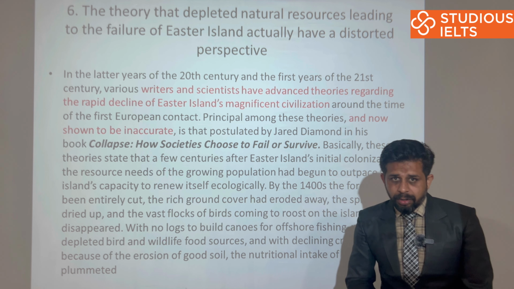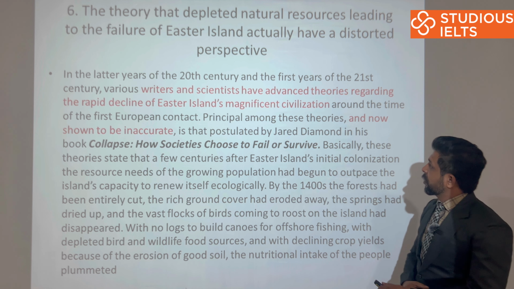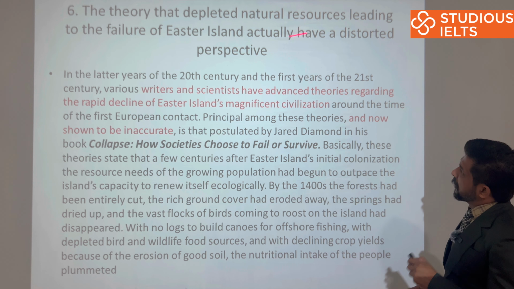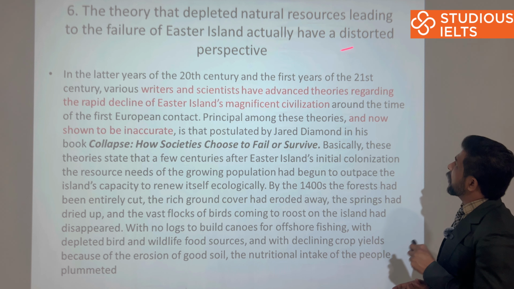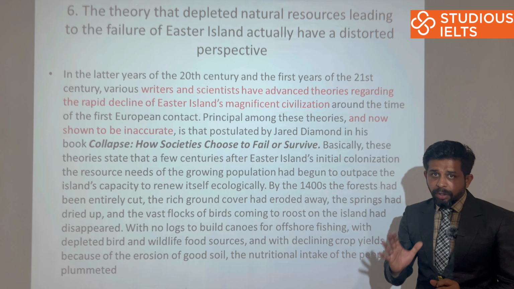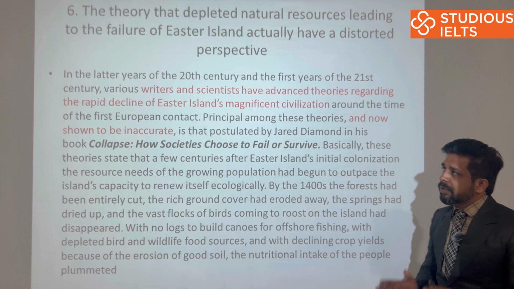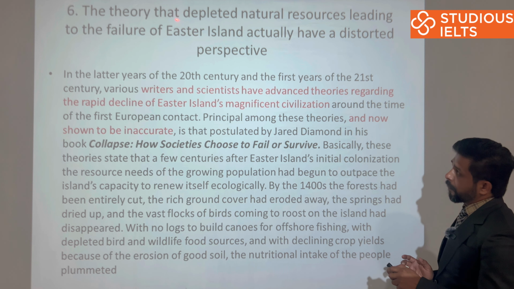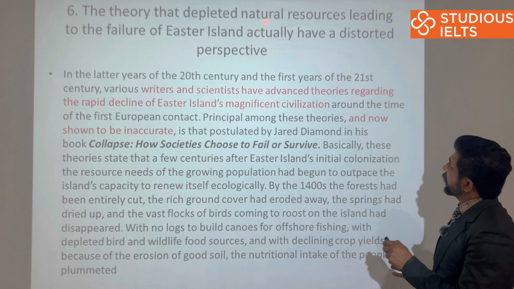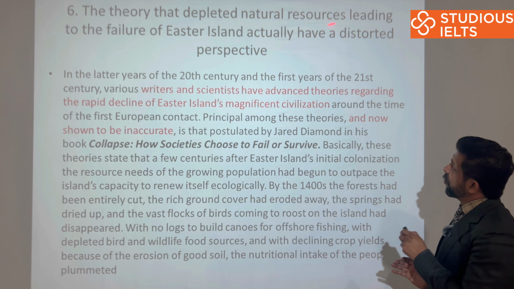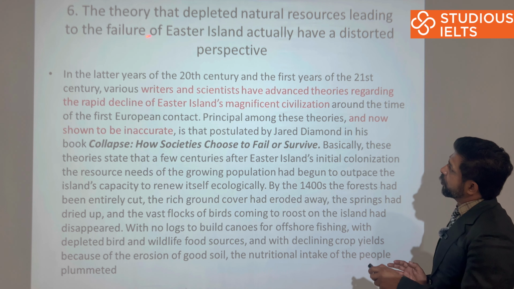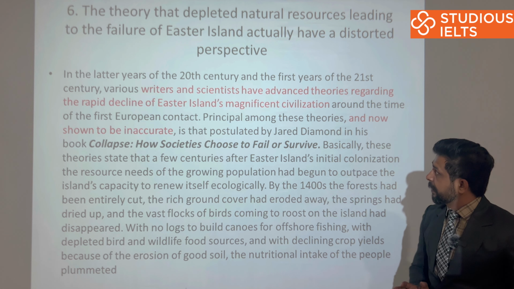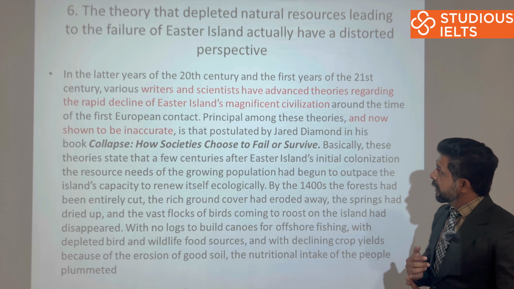Question number 6, which is also the last question of our workshop, says the theory that depleted natural resources leading to the failure of Easter Island actually has a distorted perspective. Okay, let's split the question now. For understanding it, we will have to put it into different parts. First of all, there was a theory, and that theory was about natural resources, right? Depletion of natural resources, which further led to the failure of Easter Island. There are three parts I have already talked about.